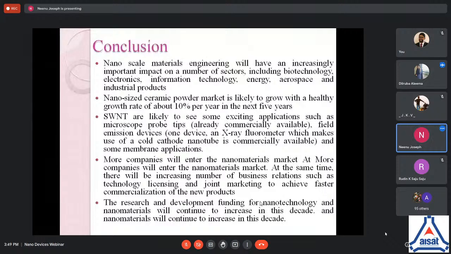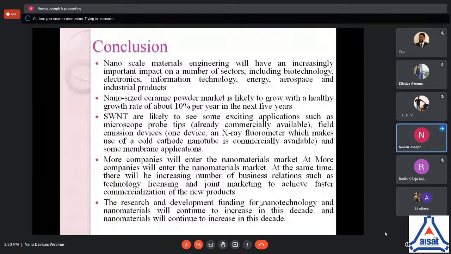SWNTs are likely to see some exciting applications such as microscopes, field emission devices, and some membrane applications. In the nanomaterial market, there will be an increasing number of arrangements such as technology licensing and joint marketing to achieve faster commercialization of the new products. The development funding of nanotechnology and nanomaterials will continue to increase in this decade.